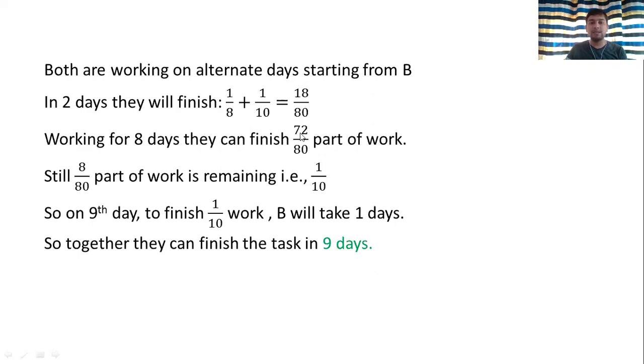72/80. Now how did this 72/80 come? Look, in the first two days how much work was finished? 18/80. Now in the next 2 days, again they will finish 18/80. So 18/80 plus 18/80 will be 36/80. Again on the 6th day, 54/80. On the 8th day, 72/80. And we are adding 18 each time.